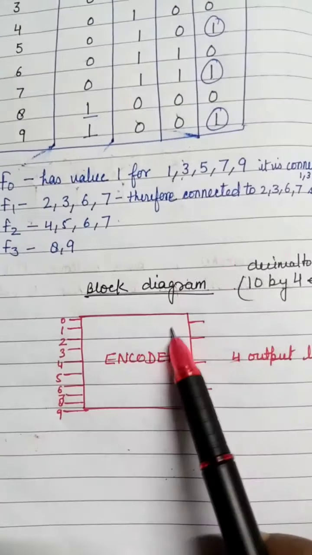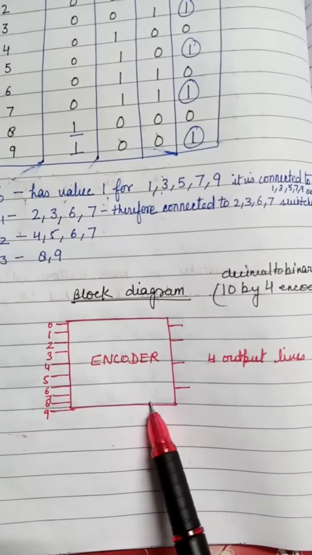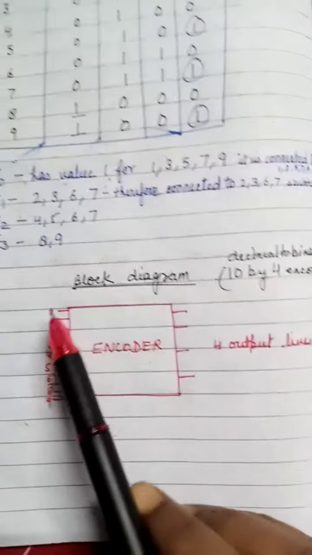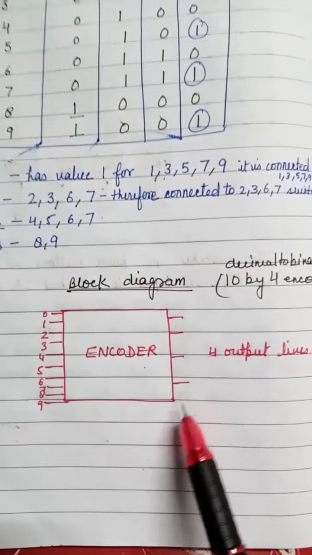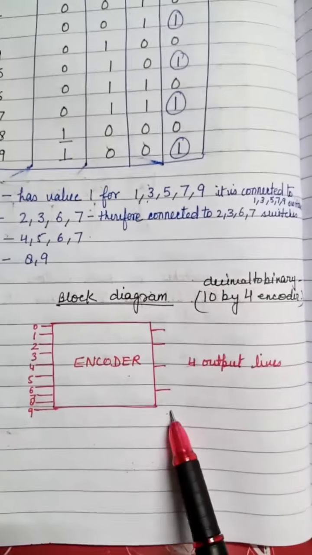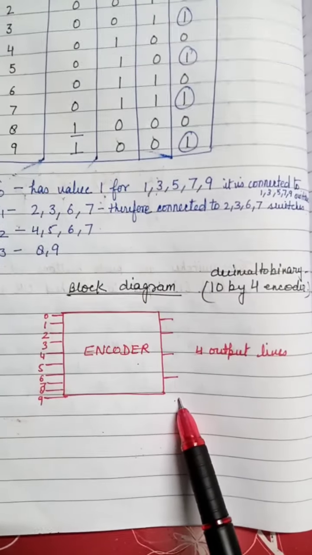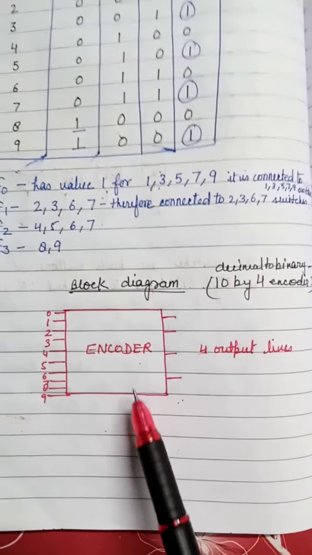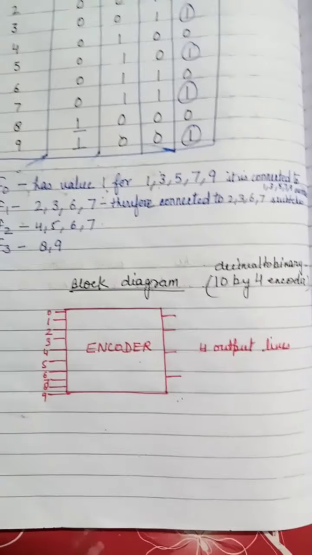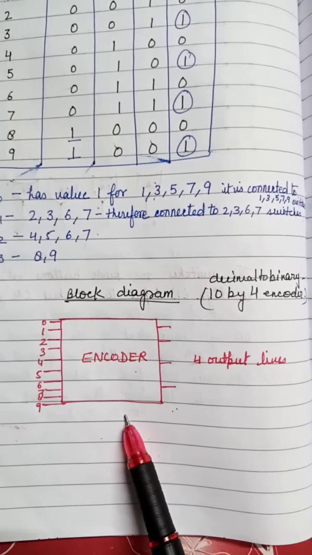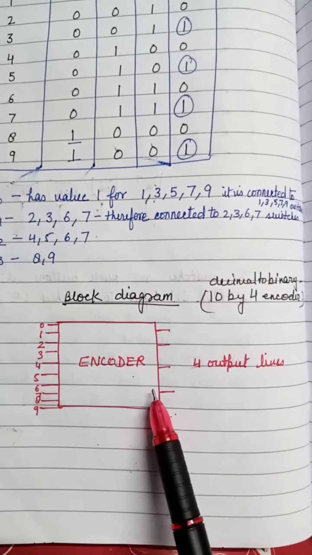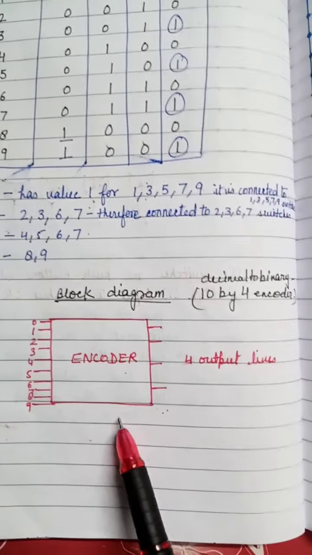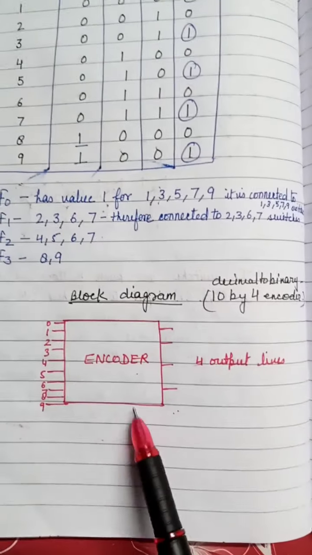Now come to what a block diagram is. You will make a block like this. One box will be there. You will write down encoder. From 0 to 9 you have to show 9 input lines and 4 output lines this way. Very simple. In an examination, if a block diagram is asked, then you have to make this, not that big logic circuit diagram. No need to make that. If the decimal to binary encoder's block diagram has been asked, then you will make this diagram.